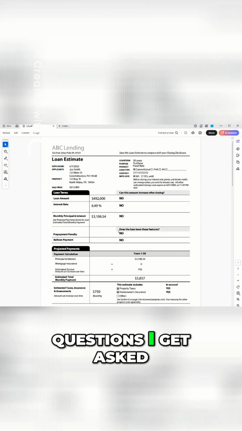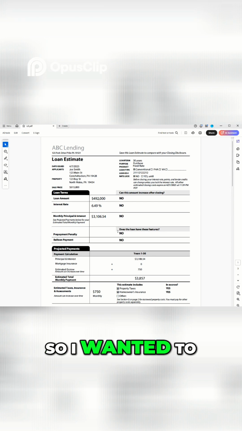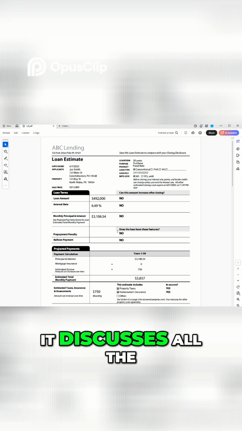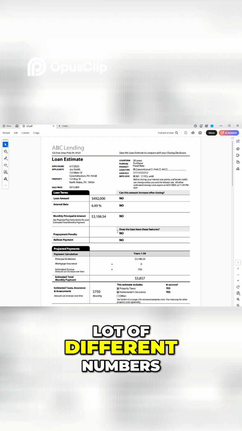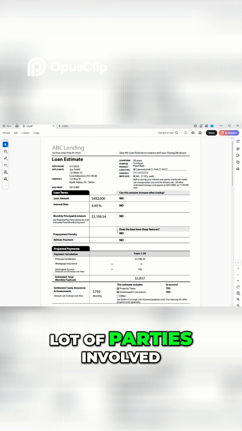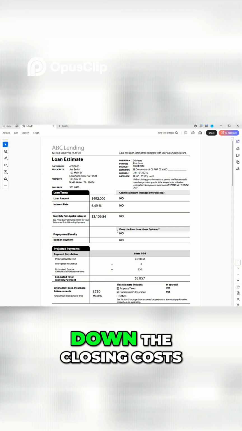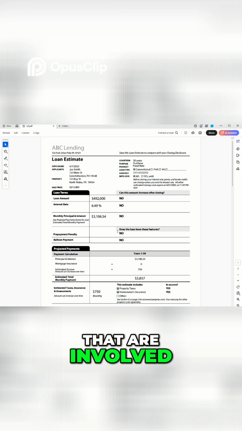So one of the questions I get asked quite often is, what are your rates? So I wanted to today briefly discuss the loan estimate, which is a very important document in the mortgage business. Basically, it discusses all the fees that are associated with the loan. And there are a lot of different numbers there because there's a lot of parties involved in the transaction. So the loan estimate breaks down the closing costs of all the parties that are involved.